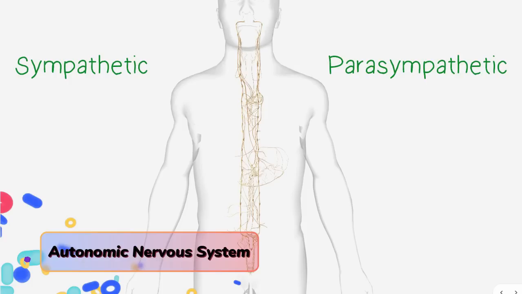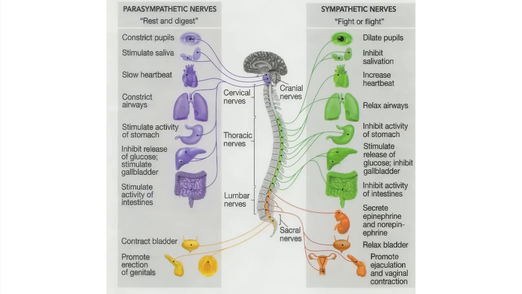The difference is when they are activated. The sympathetic nervous system is in control in times of stress, such as the flight or fight response. Whereas the parasympathetic nervous system controls the body in times of rest, or if you are relaxed or calm.